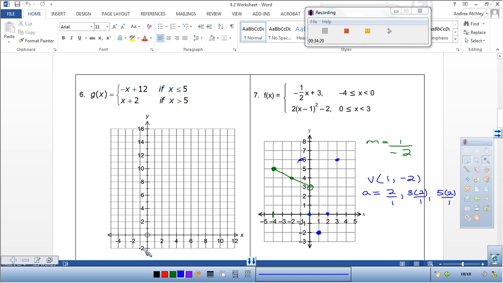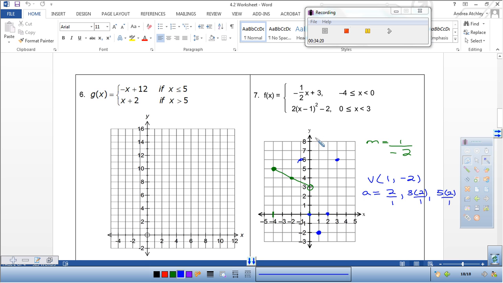Make sure if you graph that parabola that your parabola has up 2 and over 1. Has the a value 2. Then we also need to talk about the domain here. 0 and 3.